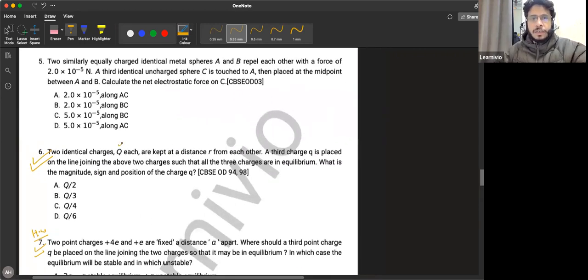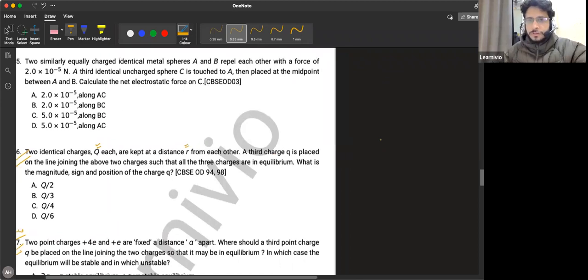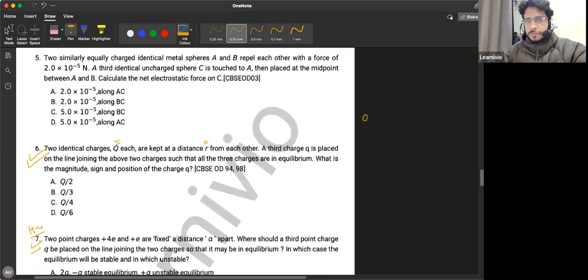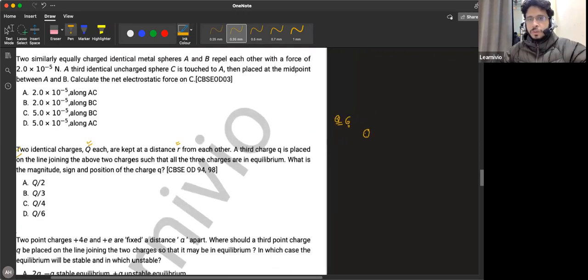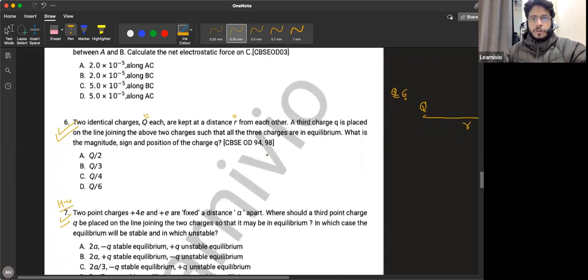You have two identical charges, capital Q each, kept at a distance r from each other. A third charge Q is placed on the line joining the above two charges. So let's first draw the diagram. This is question number 6. To solve a numerical, the very first step is to at least draw a rough sketch using the given data. So you have two charges, capital Q each, one charge is Q, another charge is Q. They are placed at a separation r.